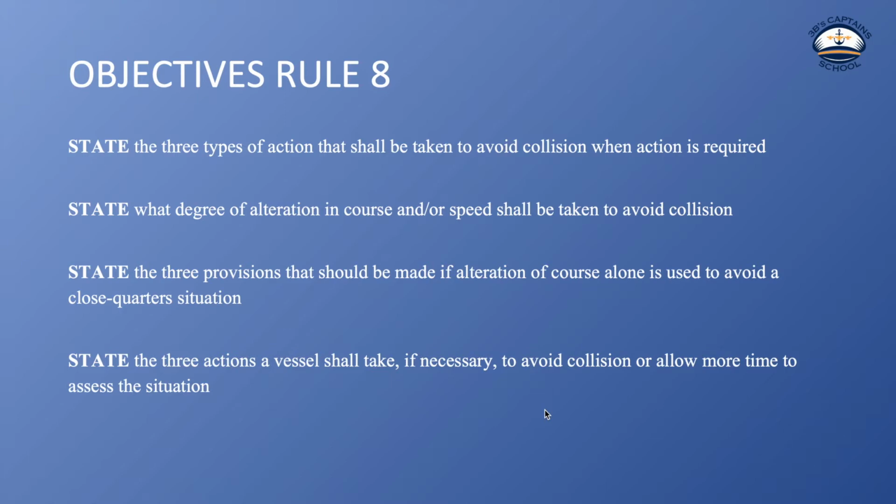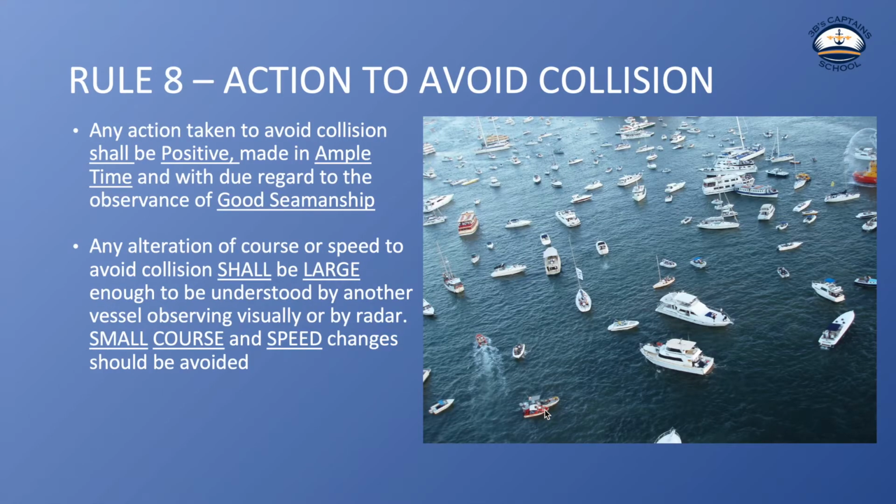Objectives for rule 8. We want to state 3 types of action that should be taken to avoid collision when action is required. State what degree of alteration in course and speed shall be taken to avoid collision. State the 3 provisions that should be made if alteration of course alone is used to avoid a close quarter situation, and state the 3 actions a vessel shall take if necessary to avoid collision or allow more time to assess the situation. All right, action to avoid collision.